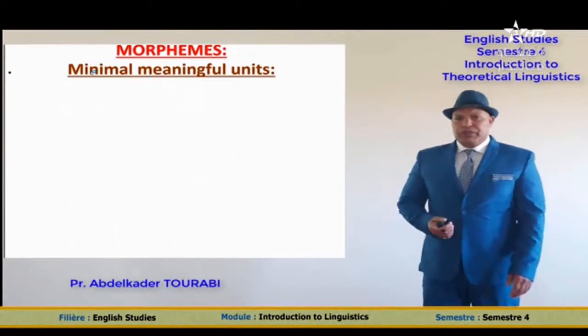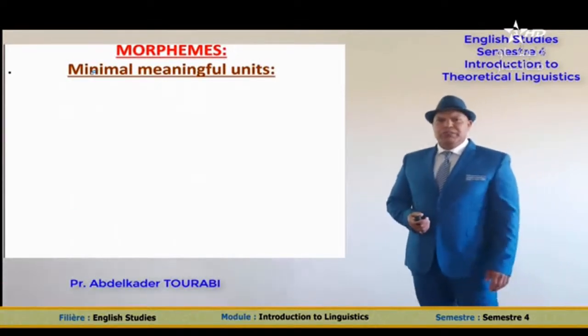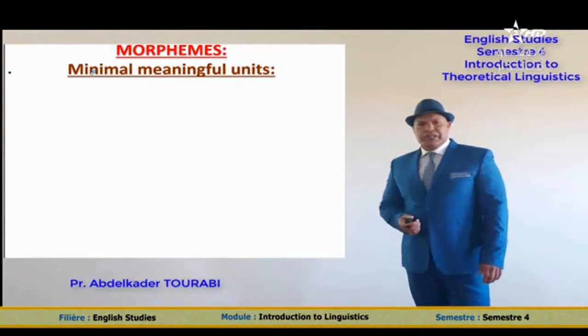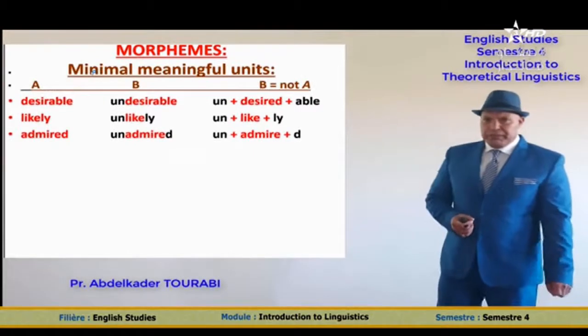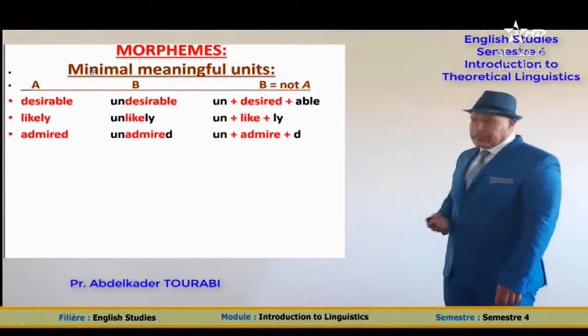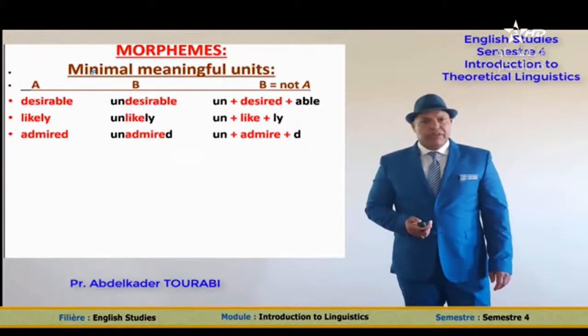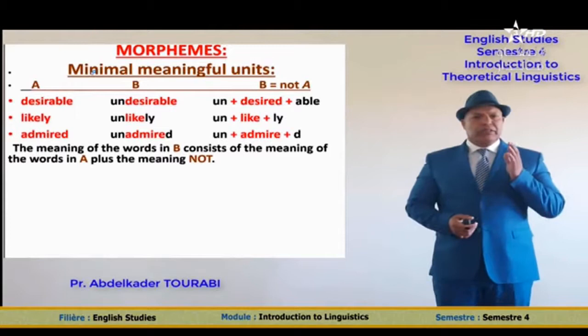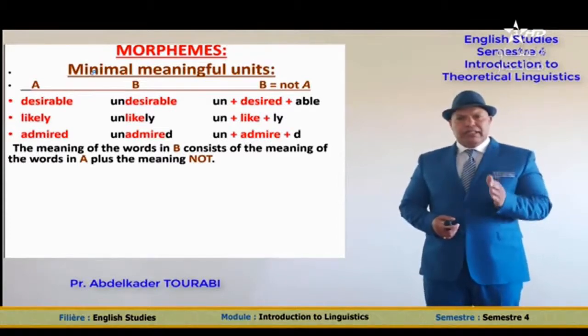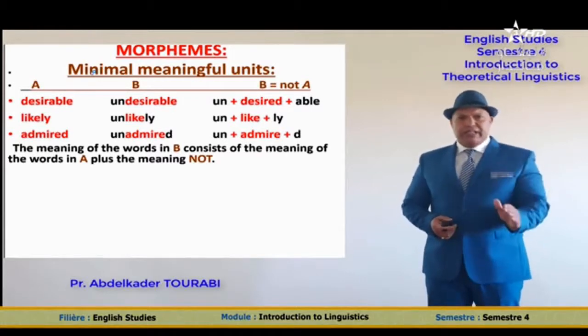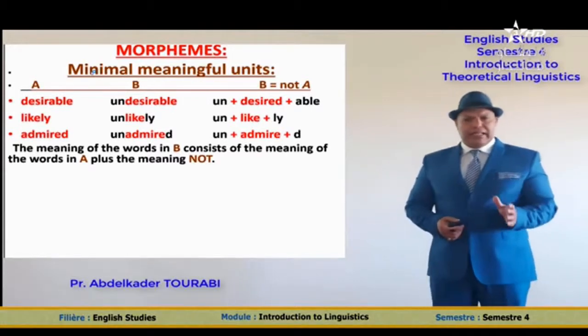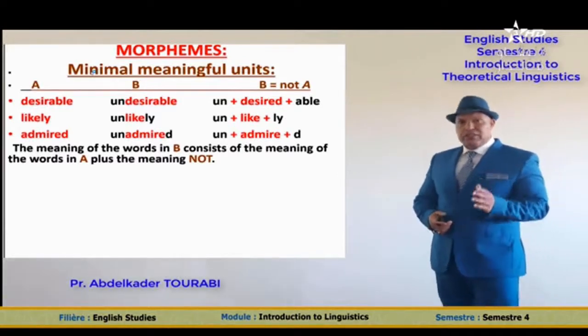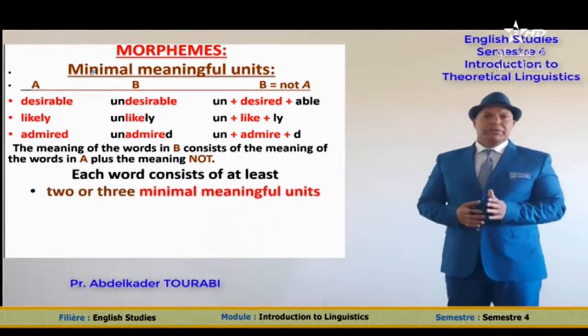Phonemes or morphemes? What do we mean by morphemes? A morpheme is the minimal meaningful unit of language. We take some examples here. We have A and B. The meaning of the words in B, which are undesirable, unlikely, unadmired, consists of the meaning of the words in A, which are desirable, likely, and admired, plus not. So not here is represented by un.